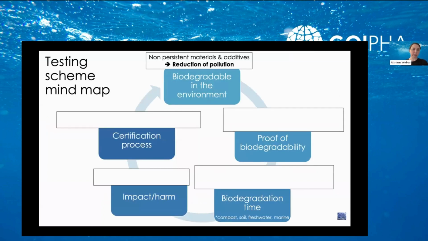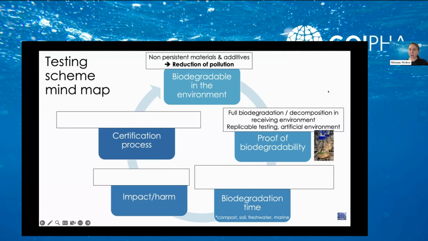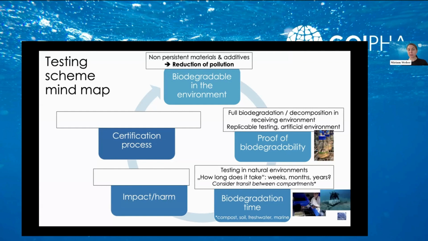This brings me to the mind map of our testing scheme. I run you through how to actually show the reduction of pollution. We first do testing in controlled environments where we can test, repeat, and we have a rather artificial environment, but we can show the full decomposition by assessing the final products of remineralization. To then actually also understand the biodegradation time frame, to assess how long does it take, we do testing then in controlled mesocosms or even field tests.